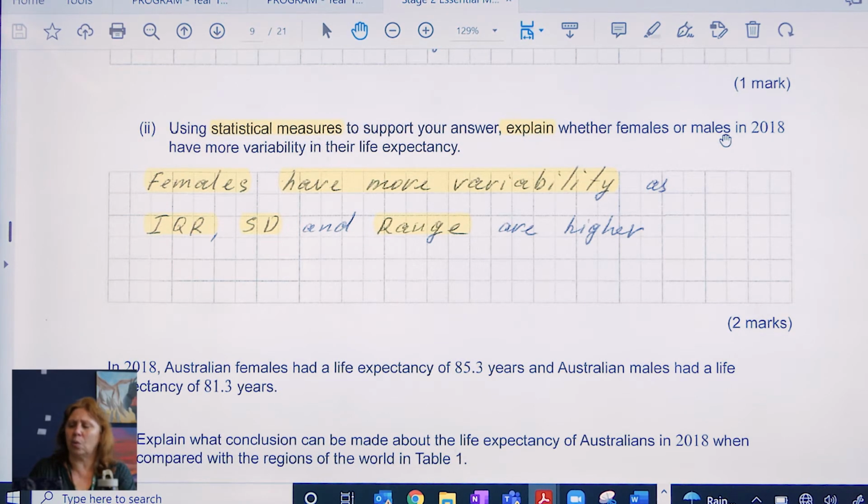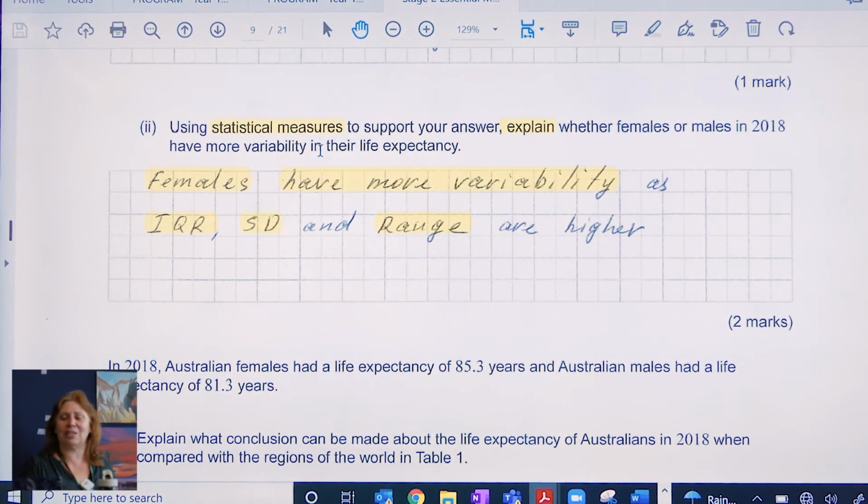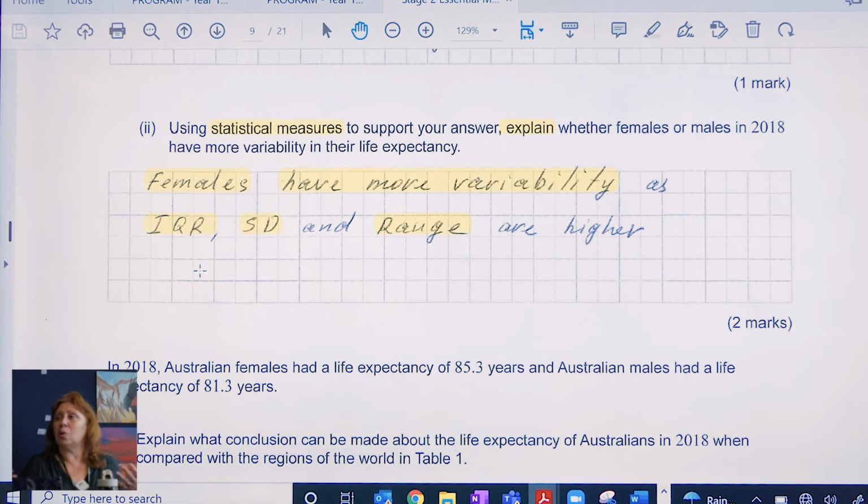Explain whether females or males in 2018 have more variability in their life expectancy. Of course, they need to mention whether males or females have more variability, and second, they need to use these statistical measurements. Some students wrote that the IQR is bigger or the standard deviation is higher, and some students are writing the numbers as well. Standard deviation is this.